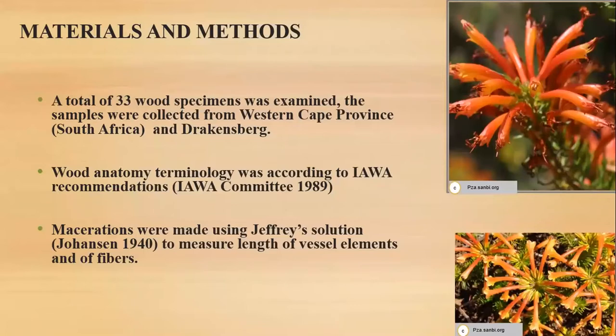Our materials and method: a total of 33 wood specimens were examined, and they were collected from different locations in the Western Cape Province, and from Dragas Bend. The wood anatomy terminology was used according to the recommendation of IAWA. Maceration was made using Jeffrey's solution to measure the fiber length and vessel elements.